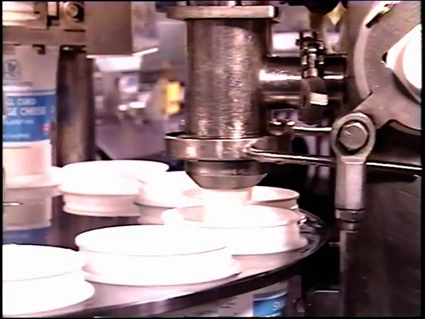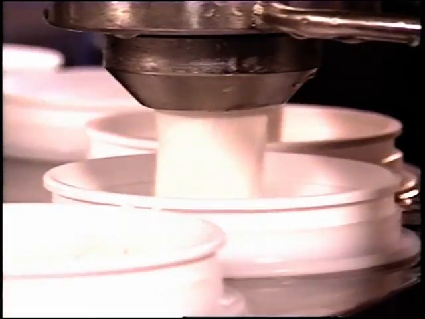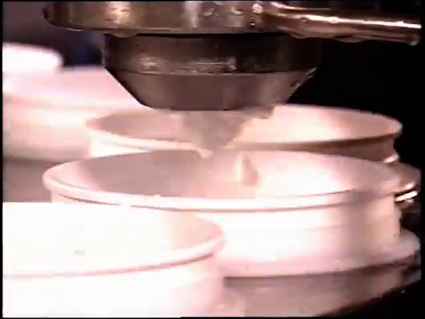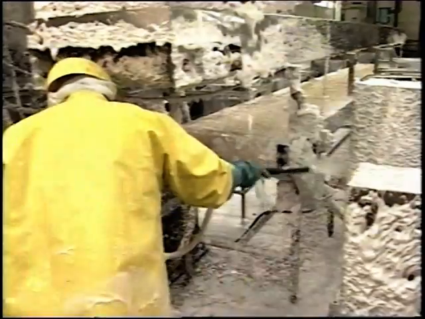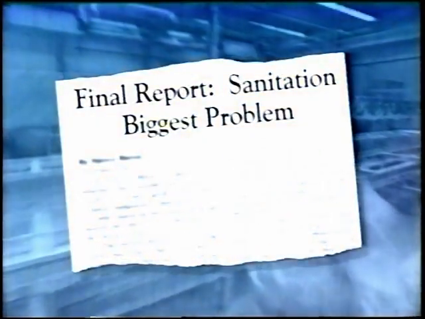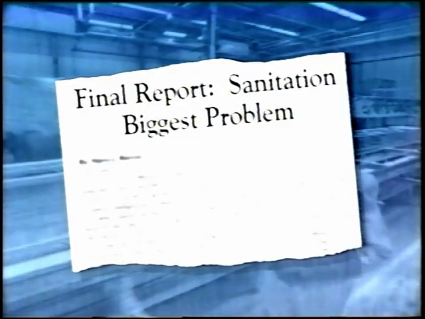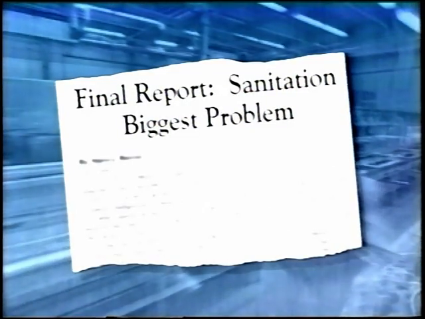As food processors search for ways to meet consumer demands, one thing remains the same: the need for an effective food plant sanitation program. A recent government report has labeled sanitation as the biggest problem found in plants. Why is it so important?